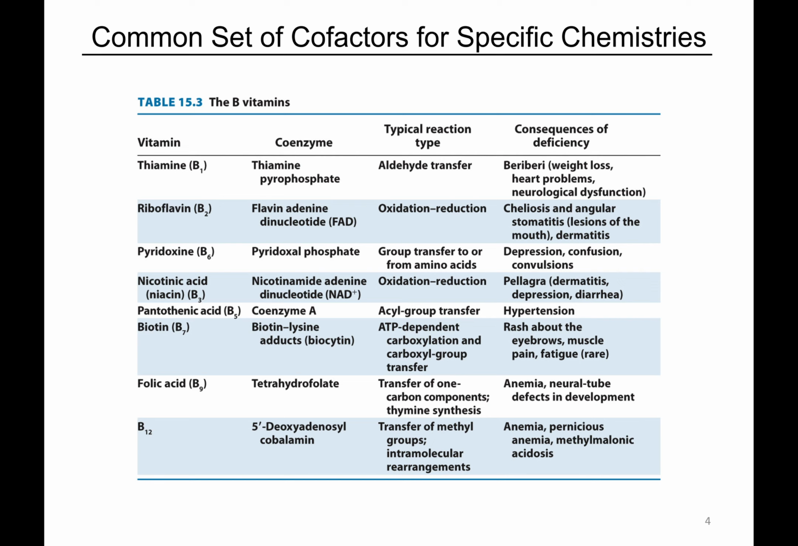TPP, it's really good at doing aldehyde transfers. Flavin and nicotinamide, right? So our FAD and our NAD cofactors. These are really, really good at carrying electrons in our oxidation reduction reactions. Pyridoxal phosphate, incredibly important for transferring amino groups. That's our PLP. Coenzyme A we touched on. We're going to see that this is incredibly important for moving around carbon-containing groups.